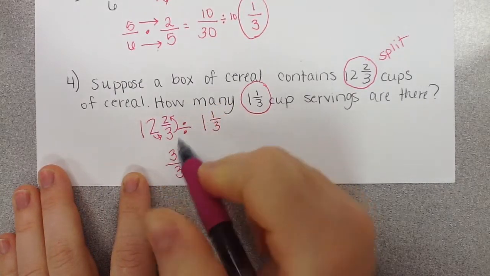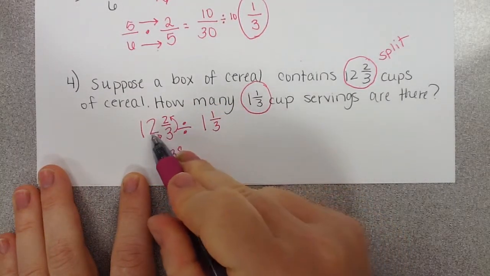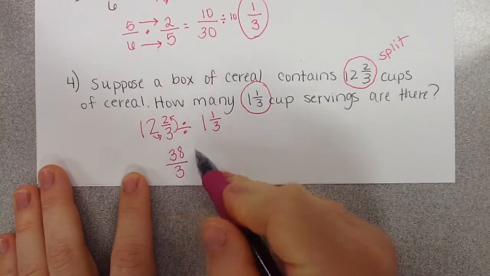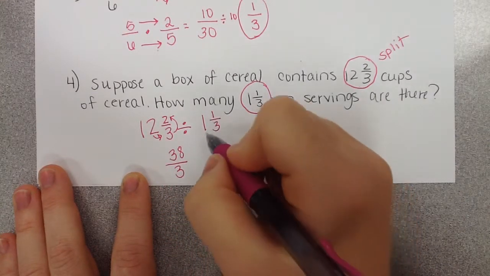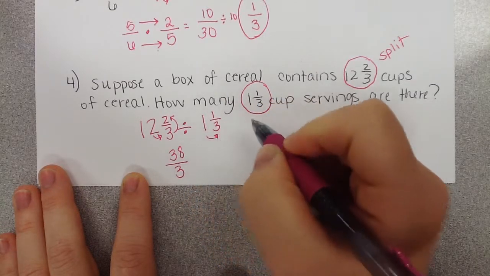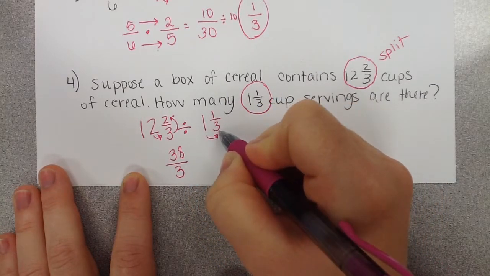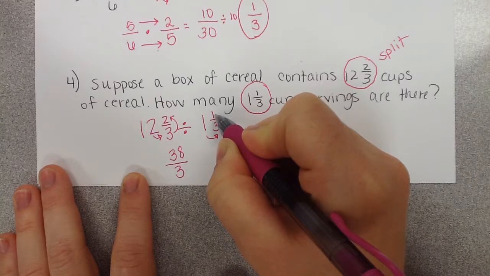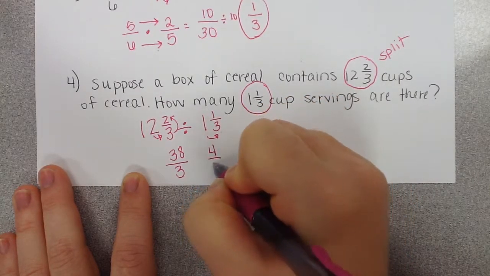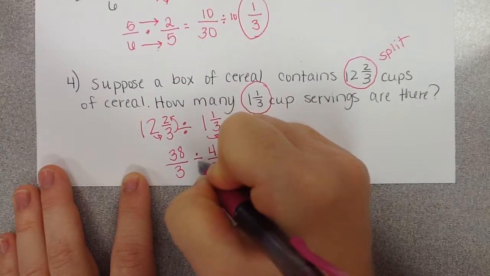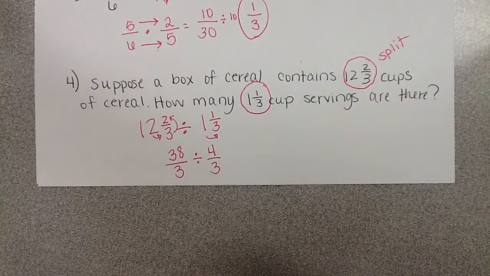38/3. I know when it comes to multiplying, I go straight across, and I can't have a mixed number, so I'm going to get rid of it. I'm going to suck it into this fraction. 1 1/3, let's make it improper as well. 1 times 3 times 1, or plus 1, 4/3. And it is still a divide. Go ahead and finish this one.